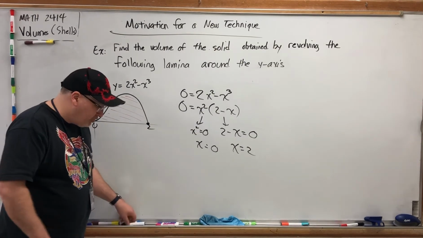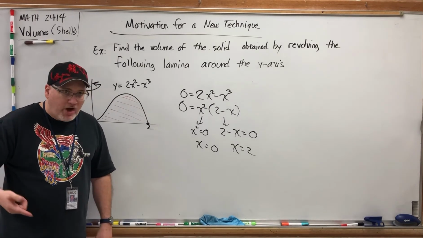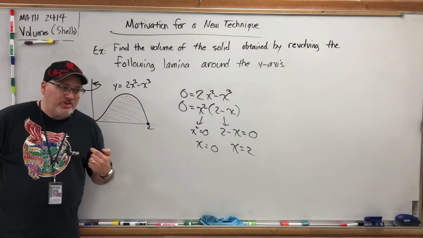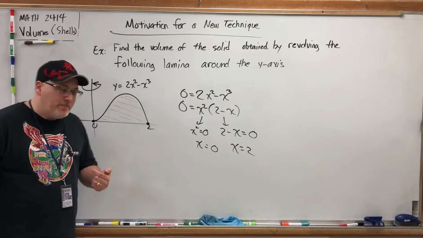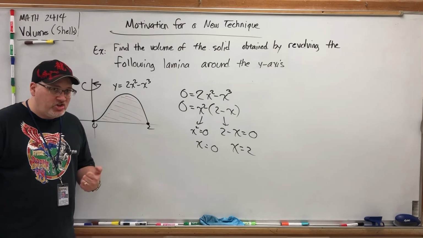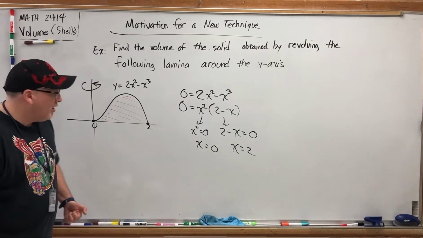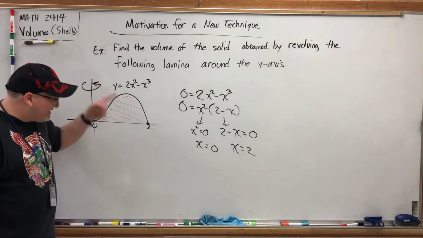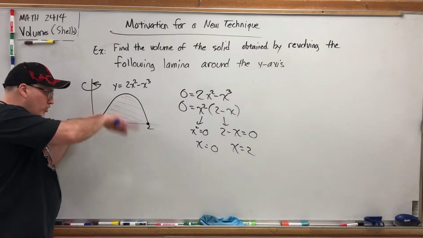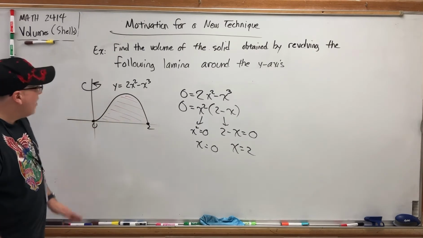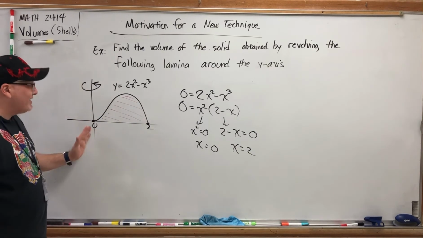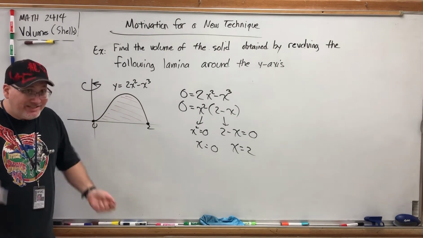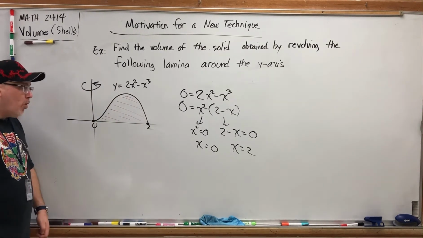If we try to do this using discs or washers, in this case it would be a washer. Remember that you can tell whether it's going to be the disc method or washer method based on whether or not the axis of rotation is a boundary on your lamina. If we were going around the x-axis, then yes, we could use the disc method because the axis of rotation is a boundary on this lamina. But since we're going around the y-axis, which is not a boundary of this lamina, we can't use the disc method, so we have to think of it as the washer method.